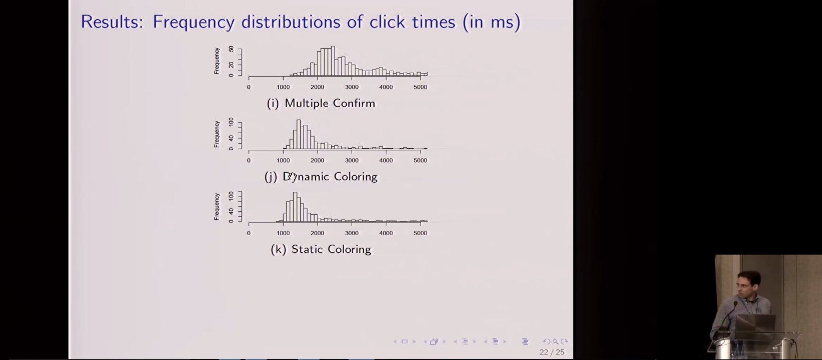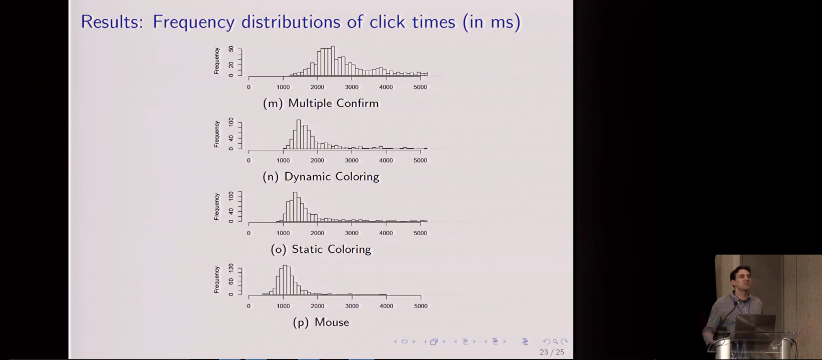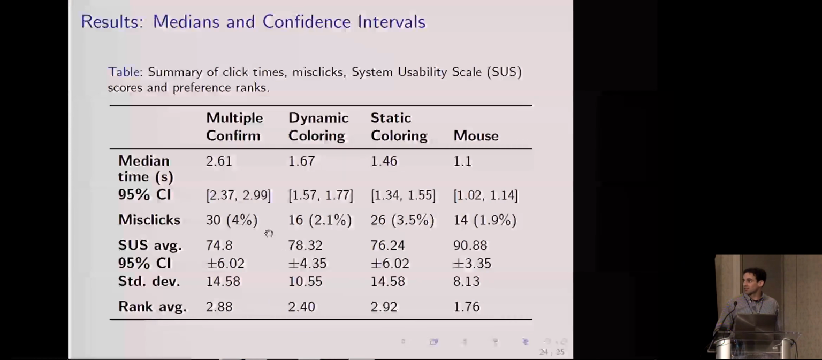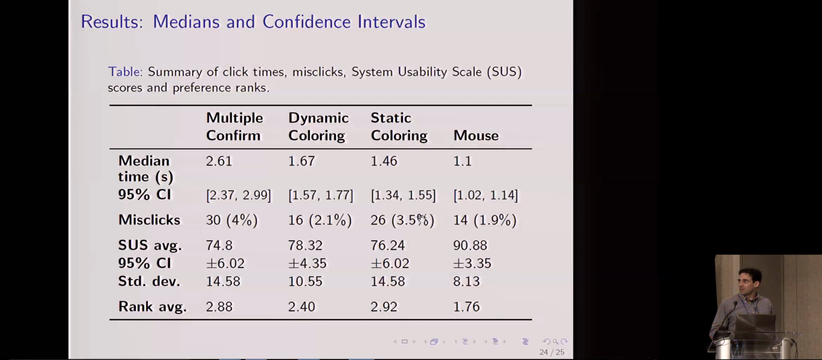With static coloring, it was even better, so we are much closer to 1 second, and yes, the mouse is still the winner, but we were really surprised how close we could get to the mouse using that gaze-only click alternative. So here also the accuracy you see is fairly low, coming close to that of the mouse.